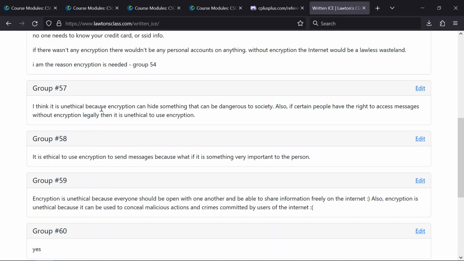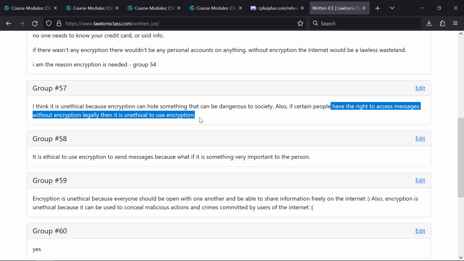Nice arguments. Let's look at some odd groups, some people against encryption. All right. It can hide things that can potentially be dangerous. That's a very standard good argument against encryption. If certain people have the right to access messages without encryption legally, then it is unethical to use encryption.